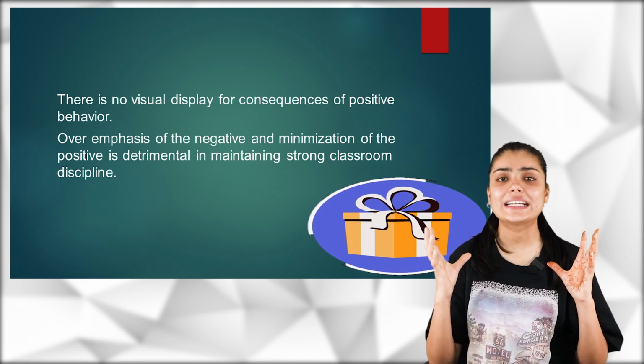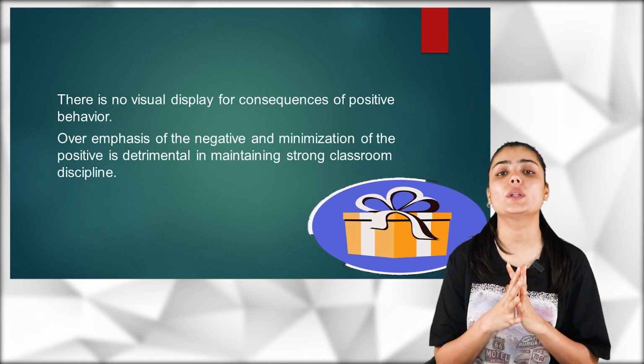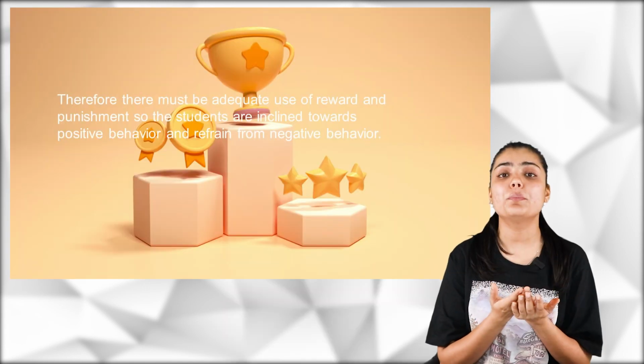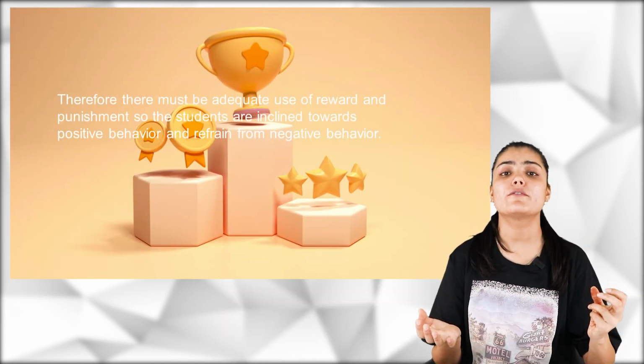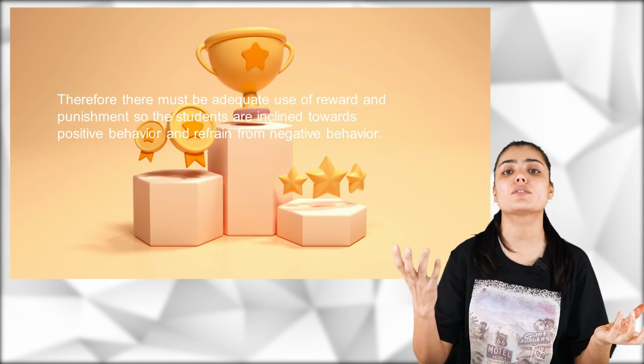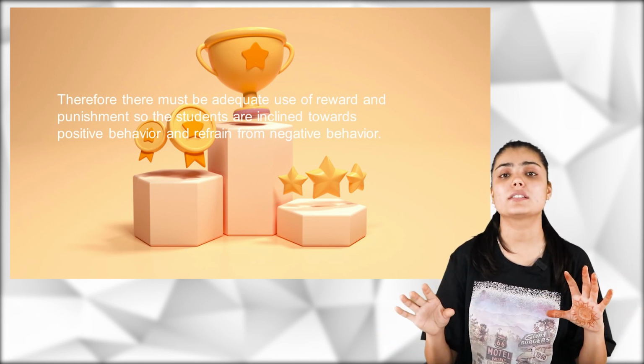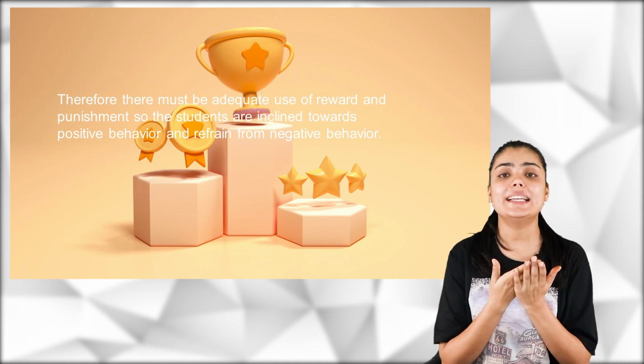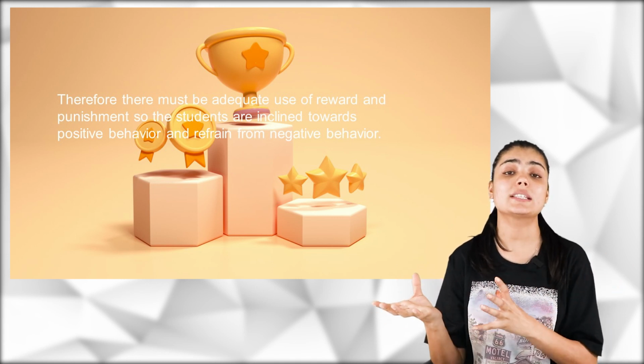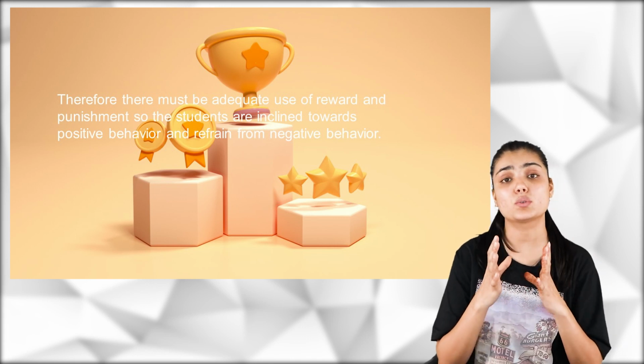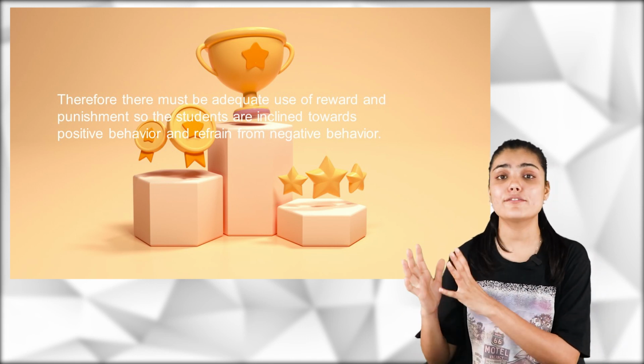This also can create a certain kind of feeling within the student in which they might not follow the classroom discipline. Even if I'm being good, there is no reward for me. What is the point of me being a good student following a discipline? Because there is nothing for displaying a positive behavior. So there should be a balance between positive reinforcement, use of reward, and use of punishment to maintain a certain discipline within the organization. Creating this balance will help the students get attracted towards positive behavior, and the students will refrain from negative behavior.